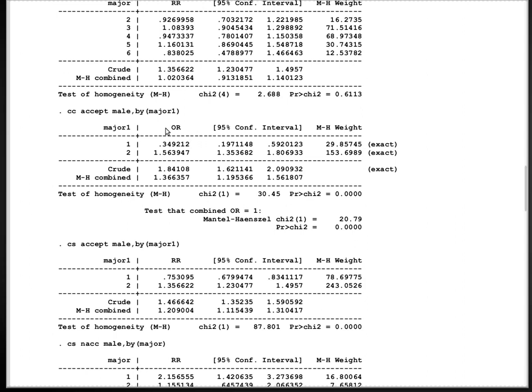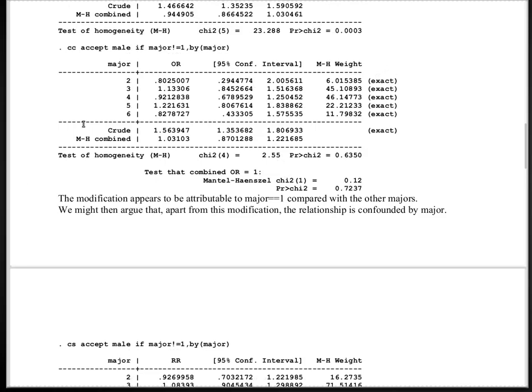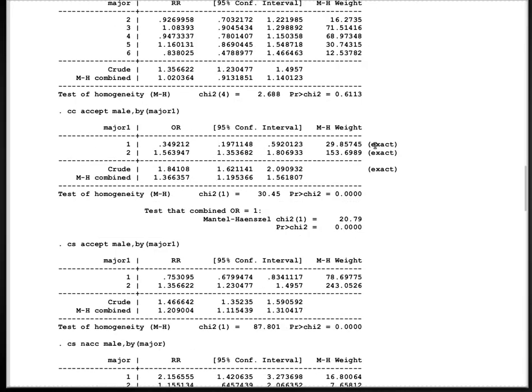And I could think about comparing this odds ratio specific to major 1 and the Mantel-Haenszel odds ratio specific to the other circumstances here, okay, which applied to the other majors, which was this number right here, this 1.03, and here we have this number of 0.349, and it's actually lower for the men compared to the women.